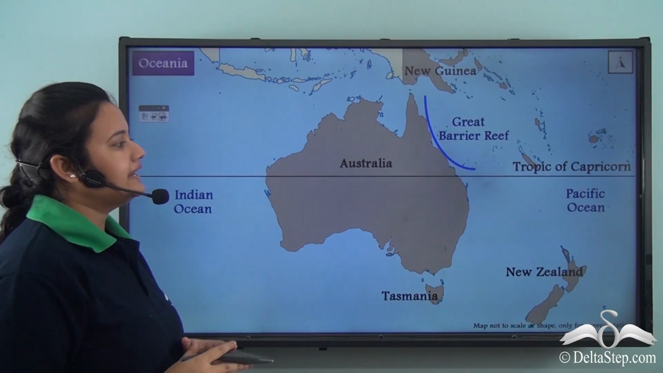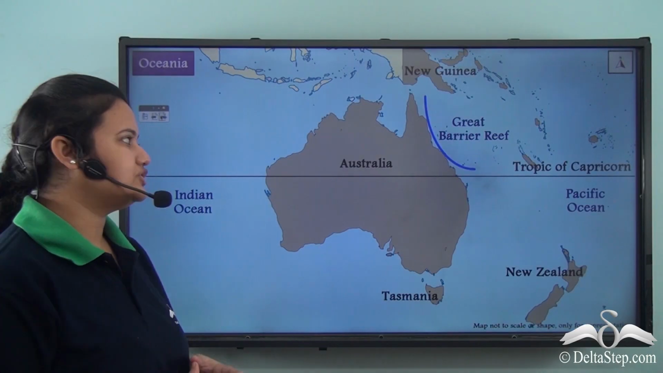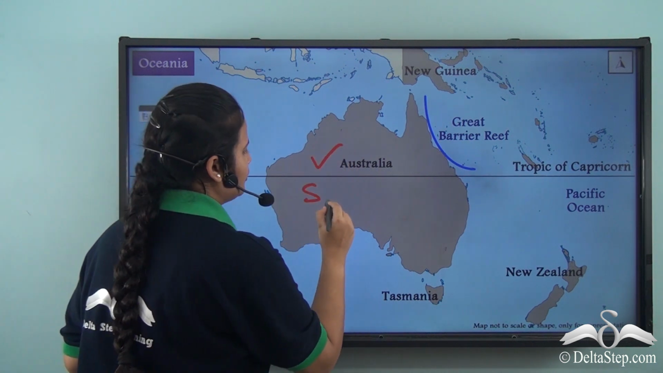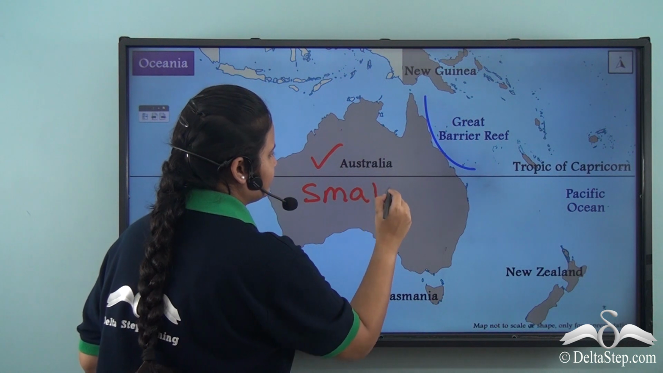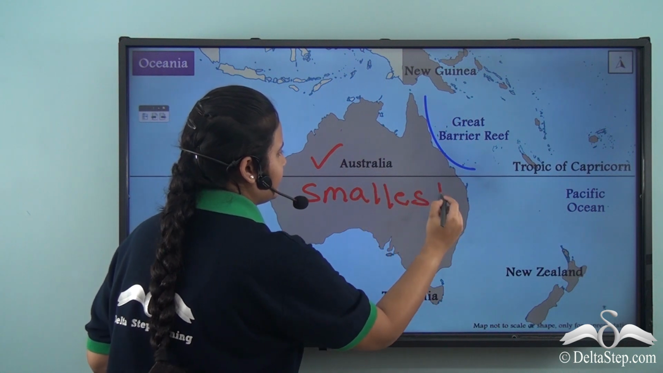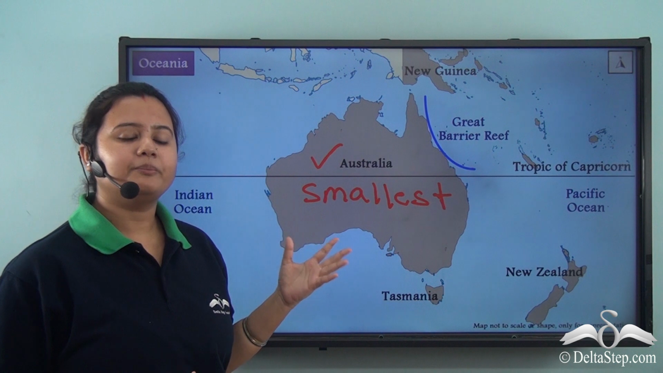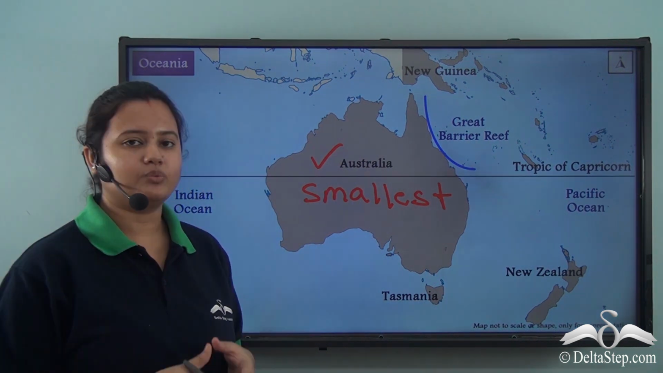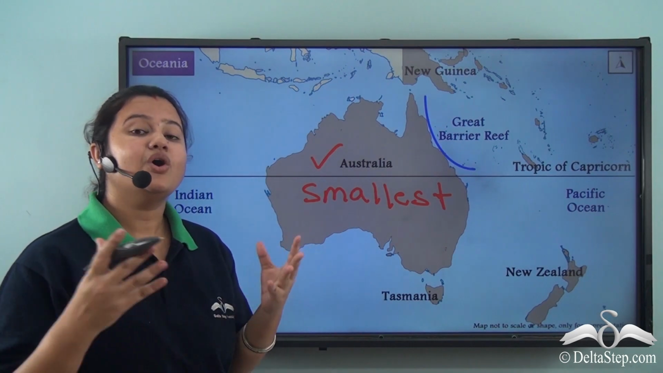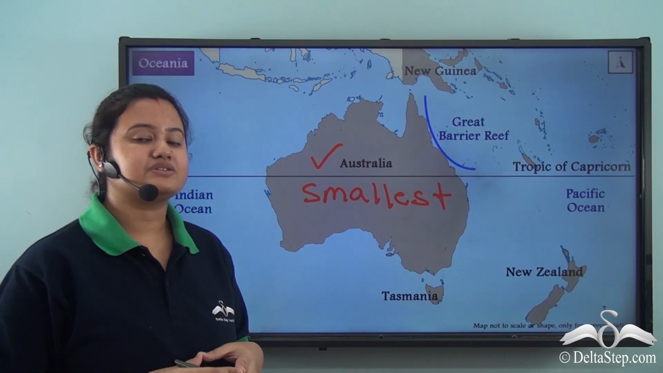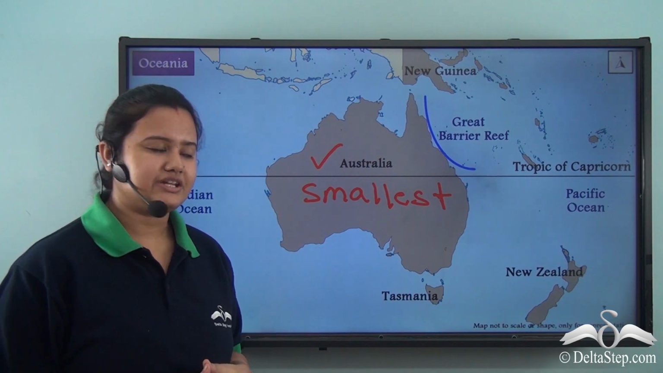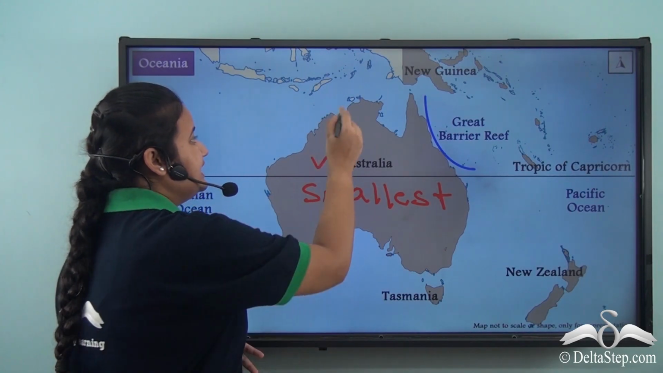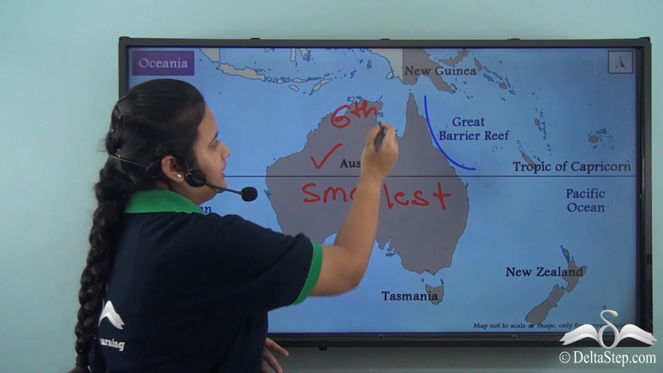Next in line, we have the continent of Australia. Australia is the smallest continent of the world. Apart from being a continent, Australia is also a country of the world. In fact, Australia is the only country that comprises the entire continent. So Australia is the smallest continent of the world and the sixth largest country in the world.